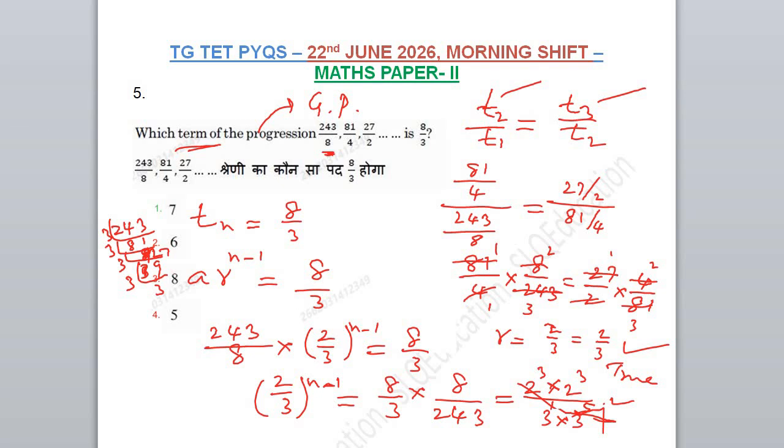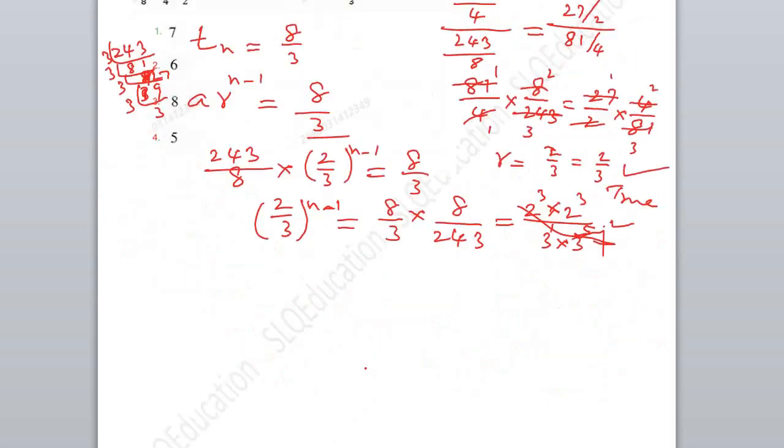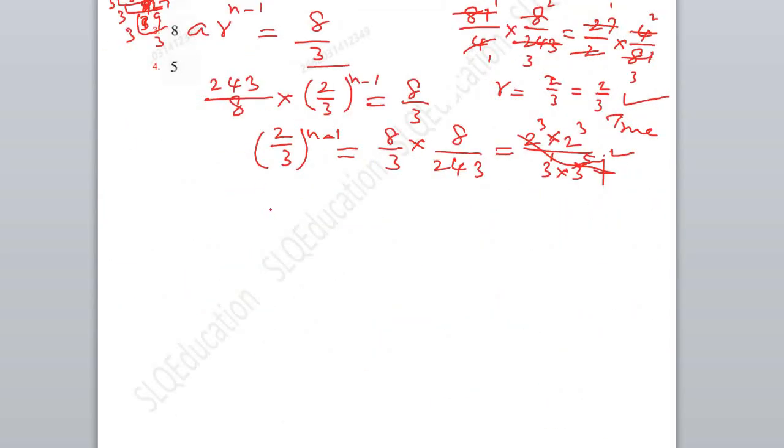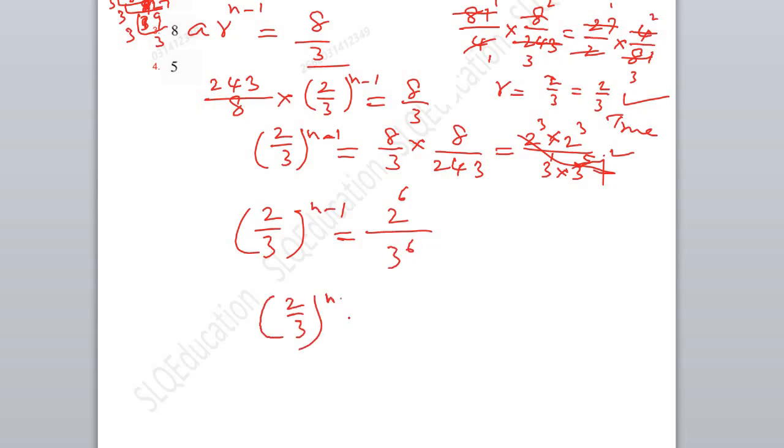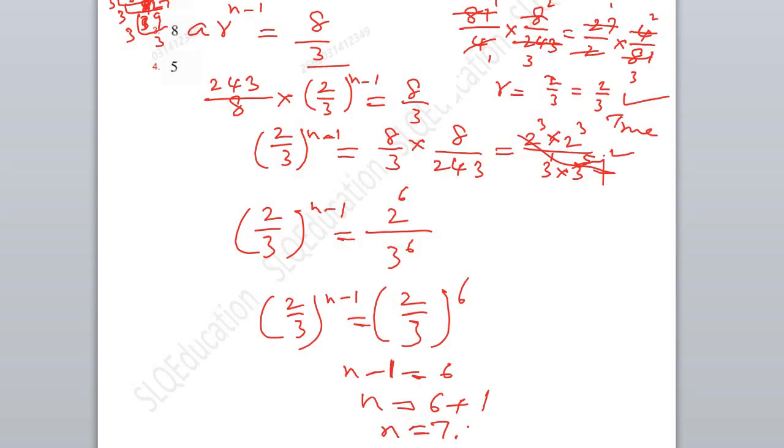And then what we have to do here: left side is 2 by 3 whole to the power of n minus 1, and right side is also 2 to the power of 3, denominator 3 to the power of 5. Here 3 plus 3 is 6, denominator also 1 plus 5, 6. So we can take common, that is 2 by 3 whole to the power of n minus 1 is equal to 2 by 3 whole to the power of 6. Bases are same, powers are equated. So n minus 1 is equal to 6. Take 1 to the other side, 6 plus 1. So n value is nothing but 7 is the answer.